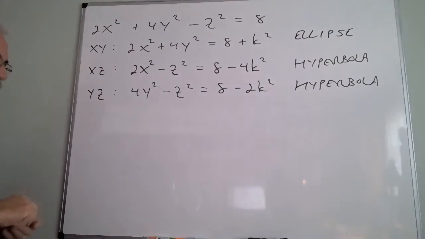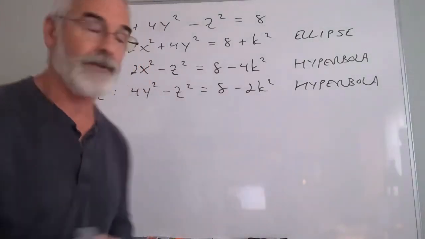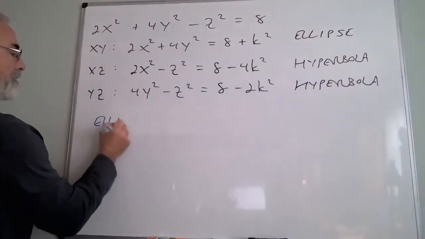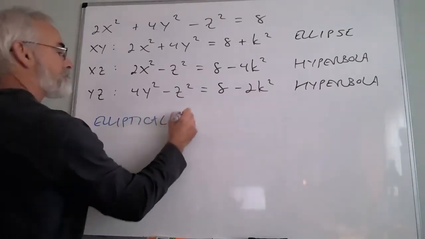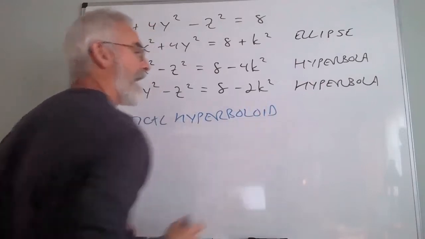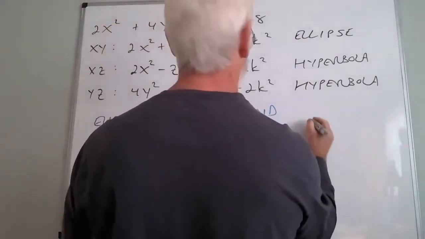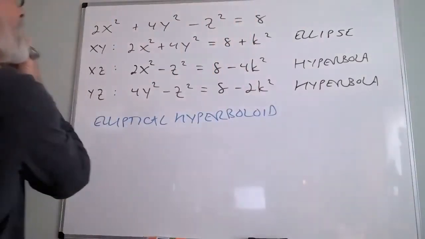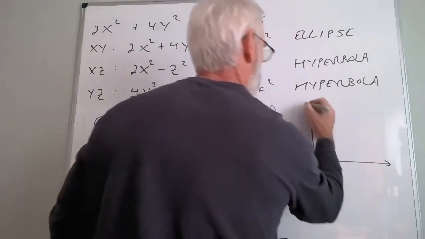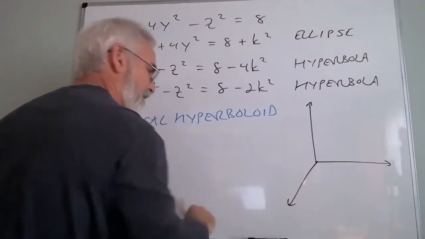So now, who wins here? Well, hyperbola wins. So this is a hyperboloid. And once again, it's elliptical. So this is an elliptical hyperboloid. And what this looks like, in this case here, because the elliptical, again, I made it the XY. Kind of look like this.